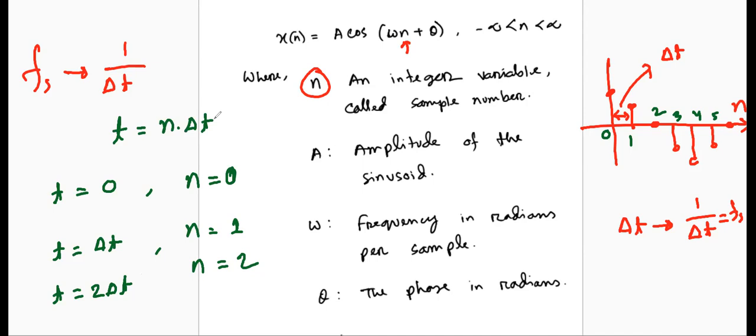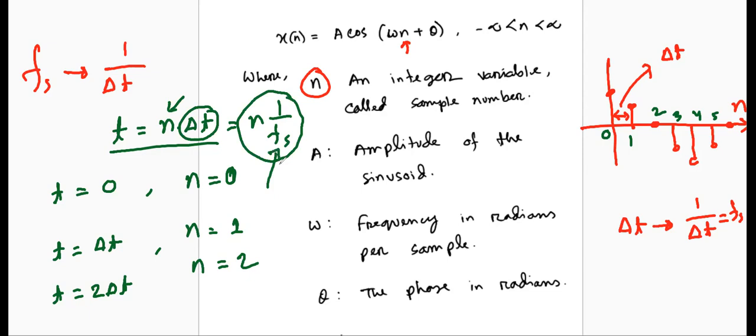Are you with me? Yes, sir. For any value of n, we can write like this. Eventually, we can find the actual time by knowing two facts: one is n and another is del t, or in a sense, we can also write this as n into 1 divided by Fs. By knowing the sampling frequency Fs, we can know the exact time in the analog domain. Why is this important?